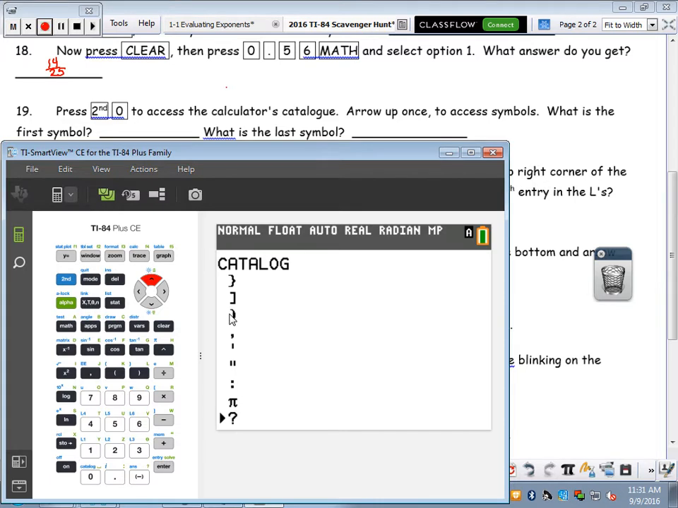Okay? So the first, it depends on how you consider first and last. If we're going to consider first the symbol that is the bottom one, because that's the first one you can see, I guess. It doesn't really matter. That's a question mark. What is the last symbol? Let's arrow up till we get to words.